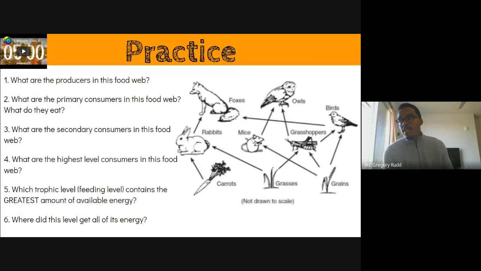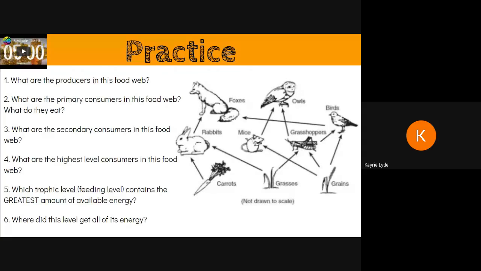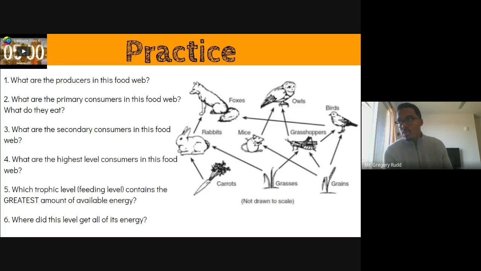What are the primary consumers in this food web, and what do they eat? Rabbits, mice, grasshoppers, they eat carrots, grass, and grains. Good. The primary consumers eat the producers. And in this case, the primary consumers are the rabbits, the mice, and the grasshoppers.